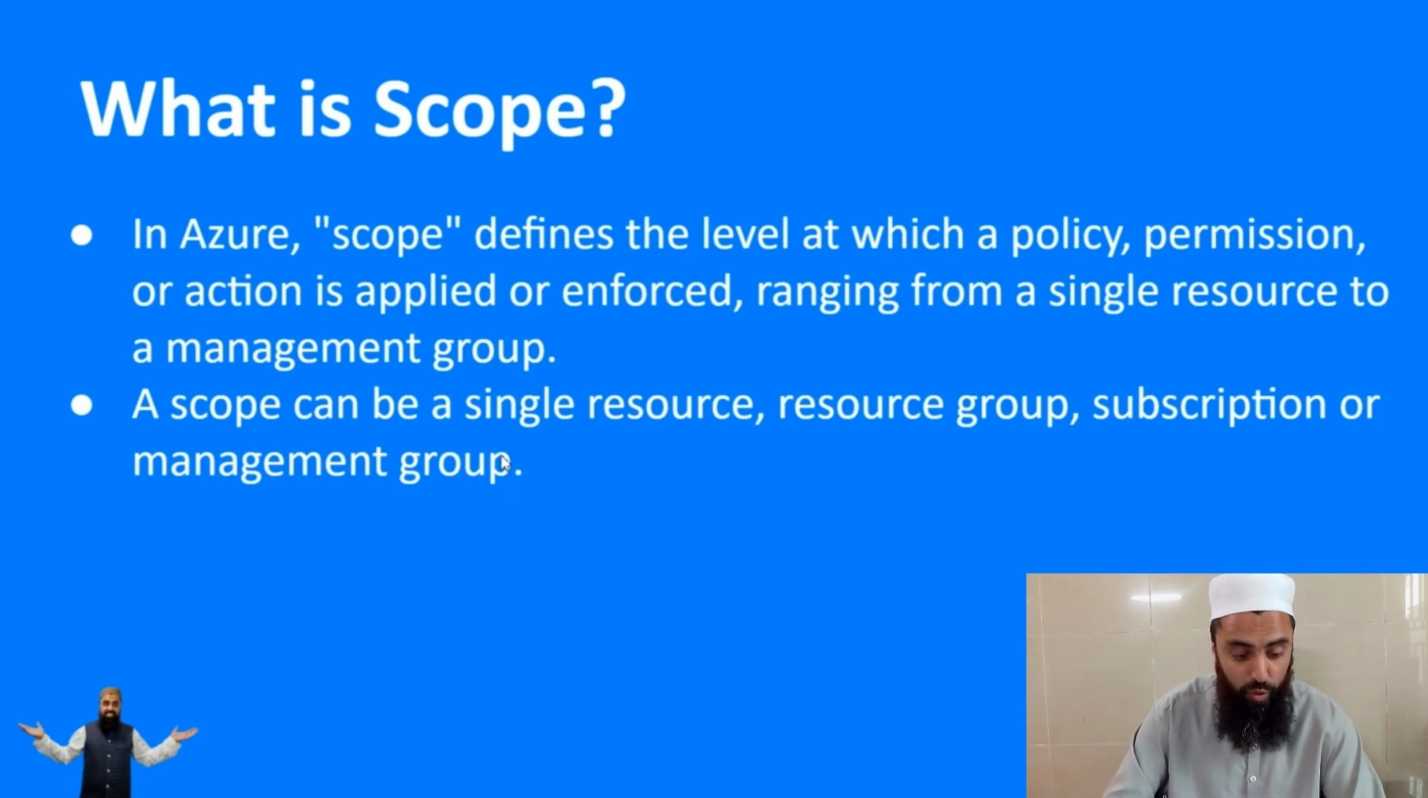Now, what is a scope? In Azure, a scope defines the level at which a policy, permission, or action is applied or enforced, ranging from a single resource to a management group. That's what we discussed in the previous slide: a resource can be a virtual machine, a storage account, or a subscription. So all these can be considered scopes, or a scope can be a management group. A scope can be a single resource, resource group, subscription, or management group.